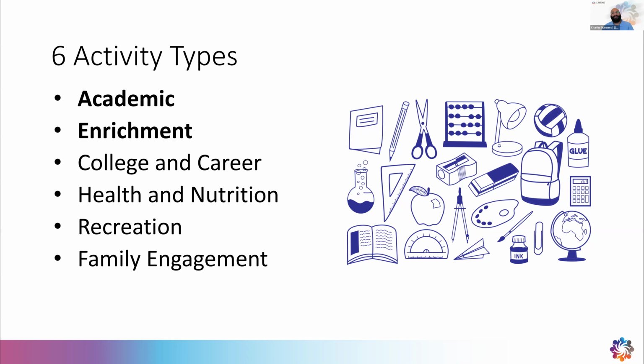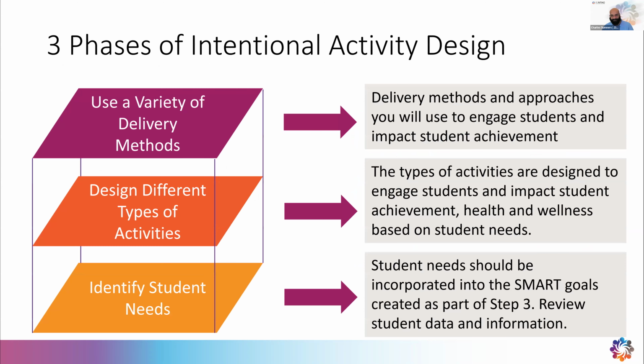So let's move on to the third phase of intentional activity design. Once you've gone through identifying your student needs and designing some different types of activities, you're going to want to vary your method of delivery, right? You want to select appropriate delivery methods to ensure that each activity achieves its activity level goal. Following this layered approach that we've presented here will help you engage your students and impact student achievement positively.